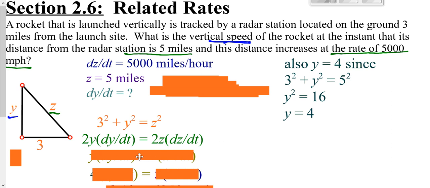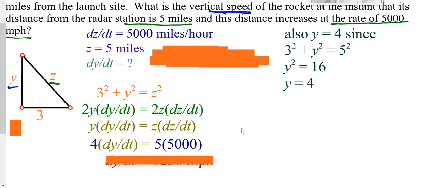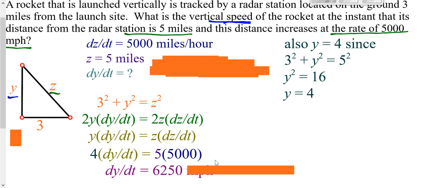So now you'll notice you could just divide both sides by 2. Now we could throw stuff in here. We know y is 4. We're wondering what dy dt is. We don't know that. But z, on the other hand, is our 5 up here. We'll throw that in there. Our dz dt is 5,000, so we'll throw that in here. Well, we should be able to get that on one side by itself. So we get dy over dt equals 25,000 divided by 4. So we get 6,250.